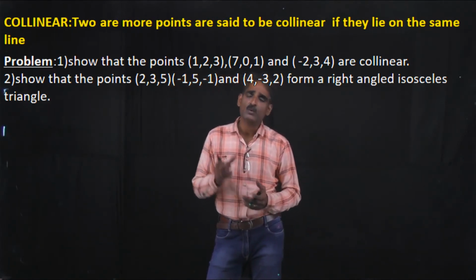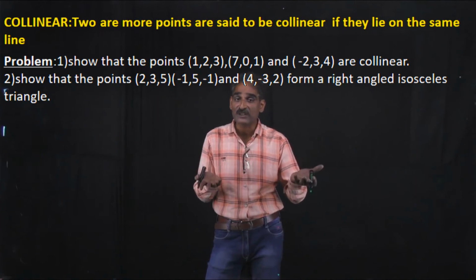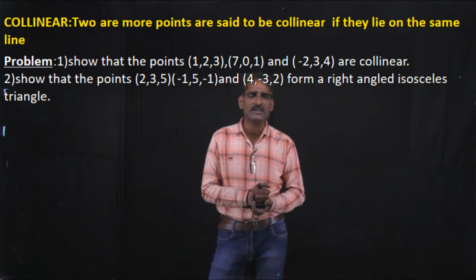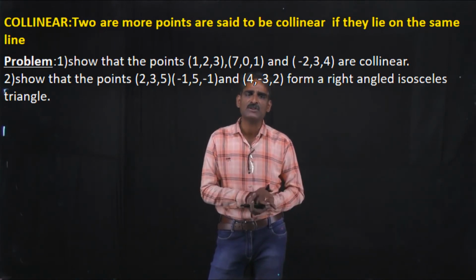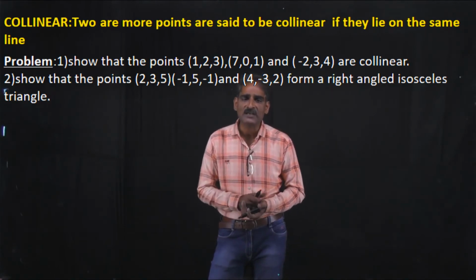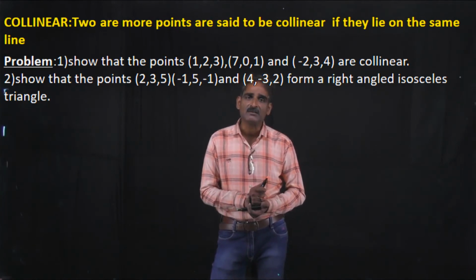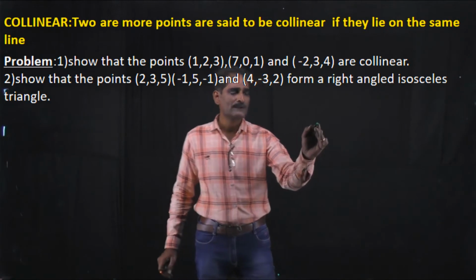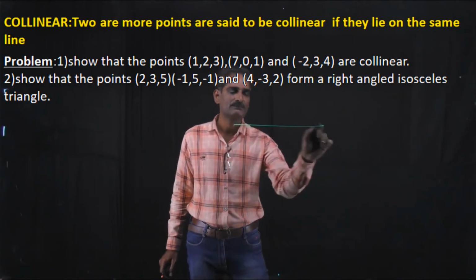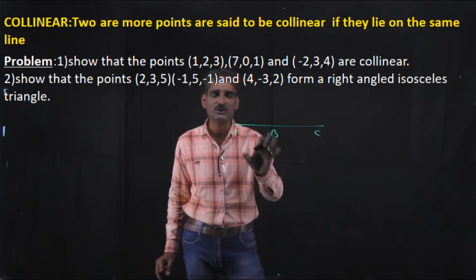Before going further, what is collinearity? We already discussed it in 2 dimensions, same meaning. If 3 or more points lie on a line, then you can say that those points are collinear. So the first one: show that those 3 points are collinear. Collinear means you have to show that these 3 points lie on a line. Whatever the order, that is not important. We have to prove that these 3 points lie on the line.